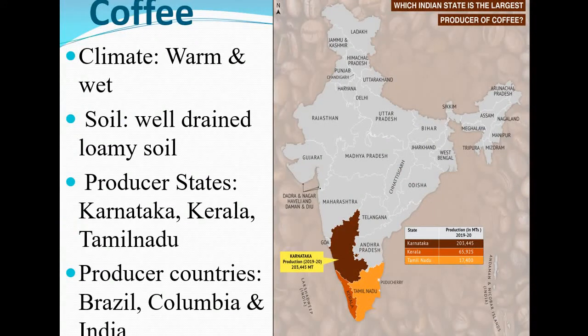Next is coffee. Coffee comes under plantation crops. It needs a warm and wet climate and well drained loamy soil. Leading producer states of India: Karnataka, Kerala, and Tamil Nadu. And producer countries: Brazil, Colombia, and India.